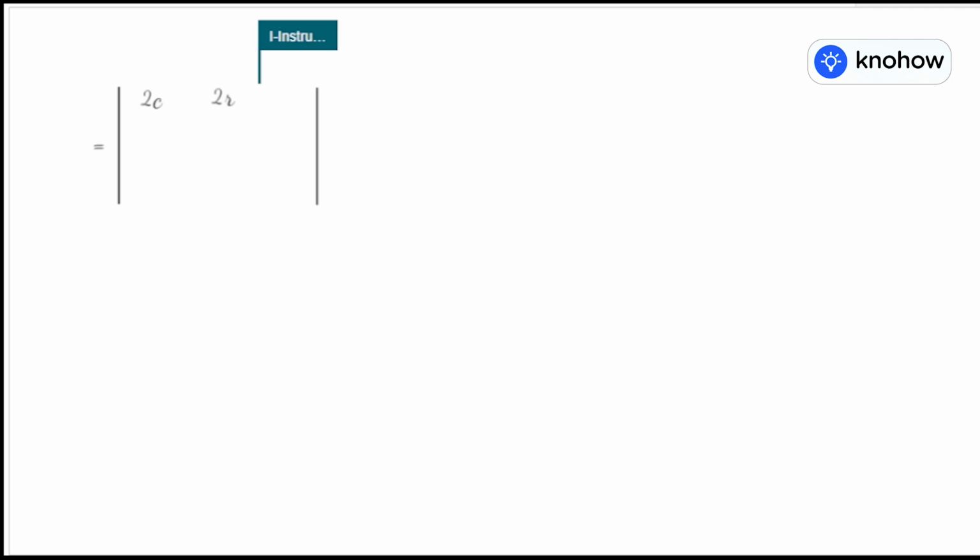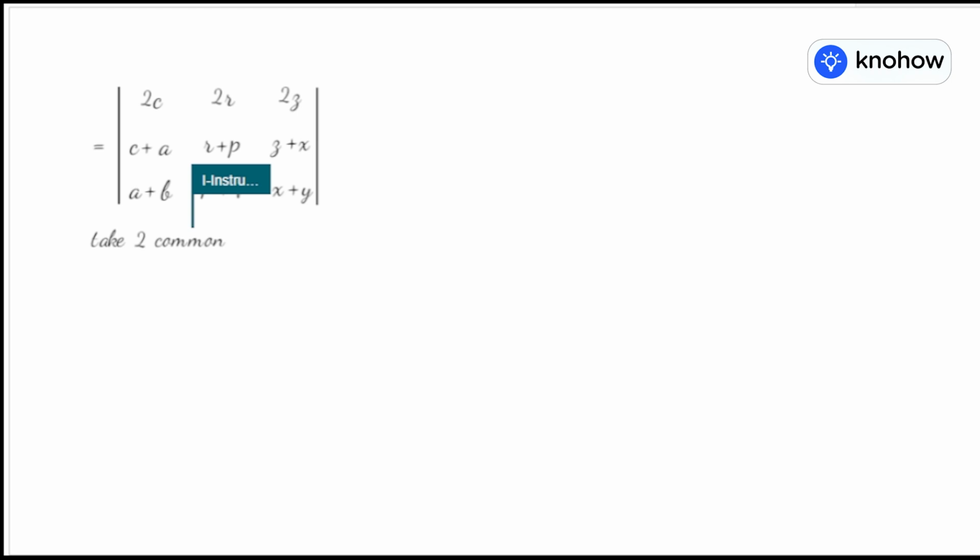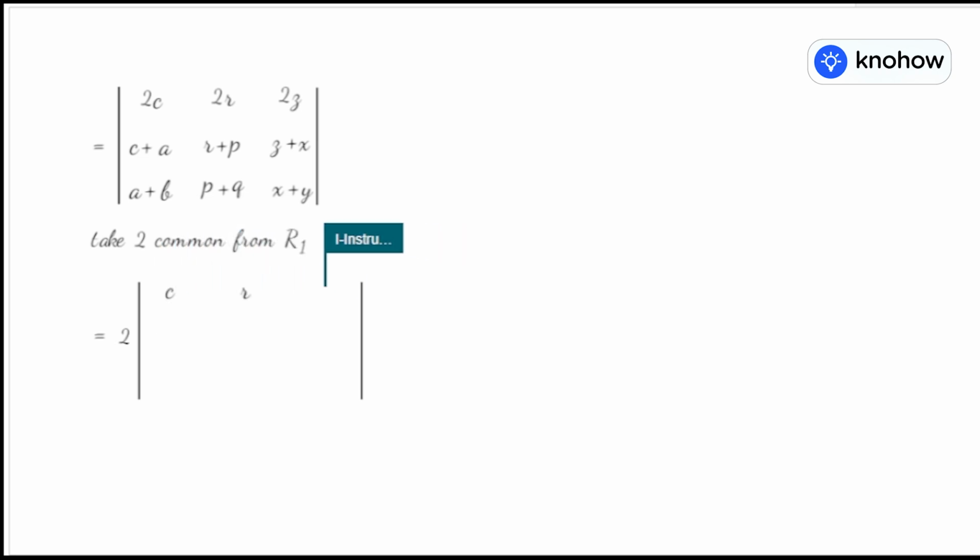Keeping the rest of the two rows the same, that is C plus A, R plus P and Z plus X, and the elements of the third row A plus B, P plus Q, X plus Y. What do you do now? Take 2 common from R1, which means from each element of R1. And you get the elements of the first row as simply C, R, Z, and of course the other two as such, C plus A, R plus P, Z plus X, and A plus B, P plus Q, X plus Y.